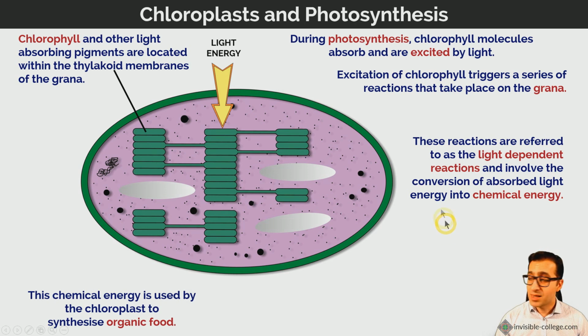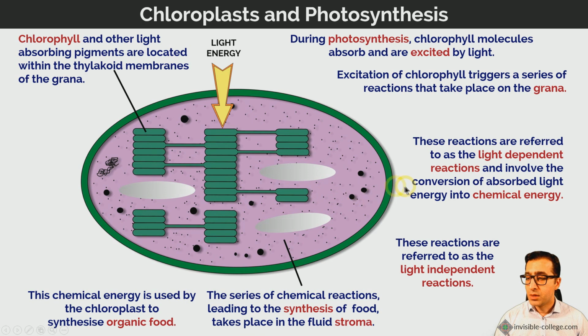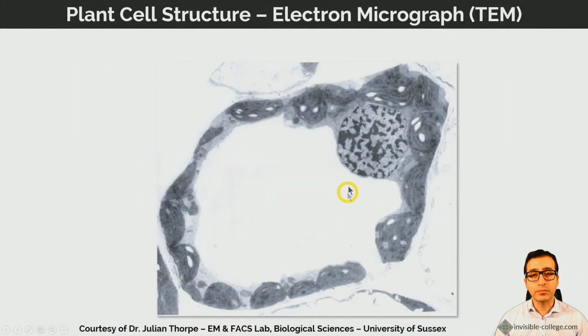So there's another series of chemical reactions which lead to the synthesis of other nutrients in the stroma, and these include things like lipids and also proteins. So the reactions that occur in the stroma are referred to as the light-independent reactions.